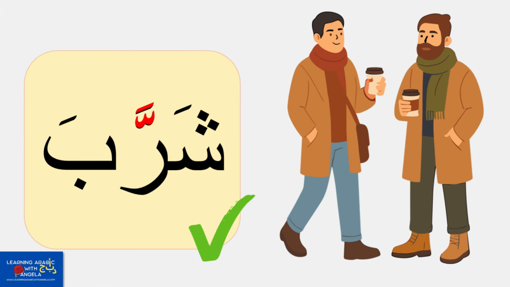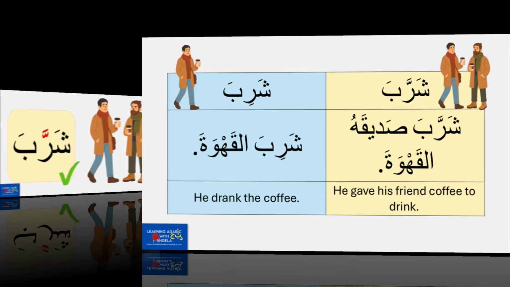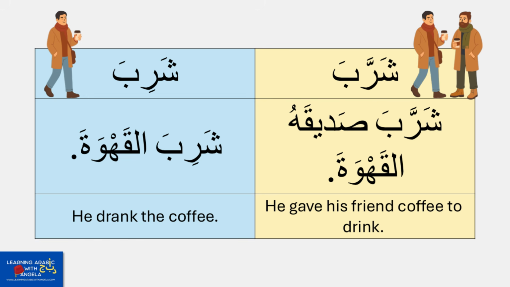If you guessed to give someone something to drink, well done. شرب means to give someone a drink or to make someone drink, in other words. Let's compare the two sentences.